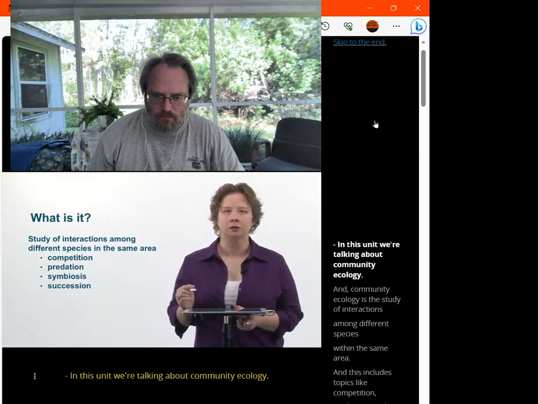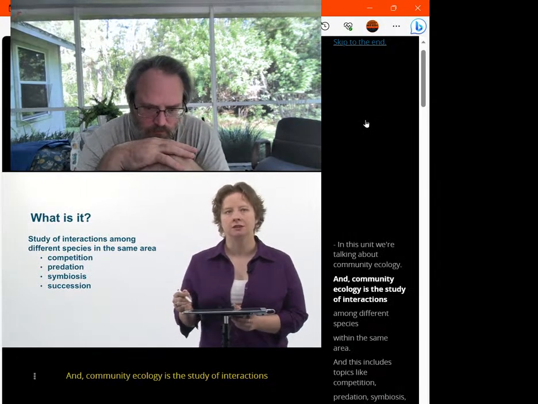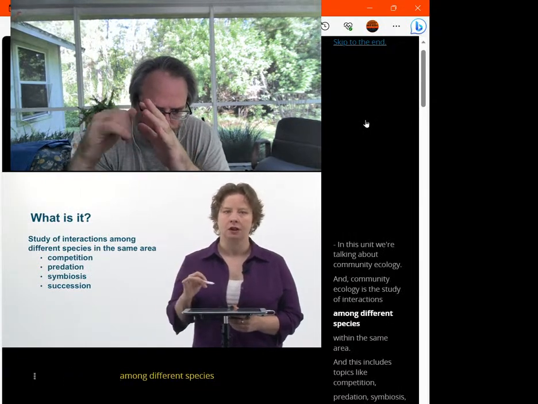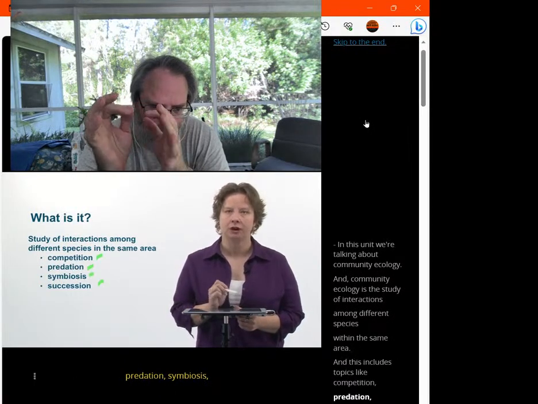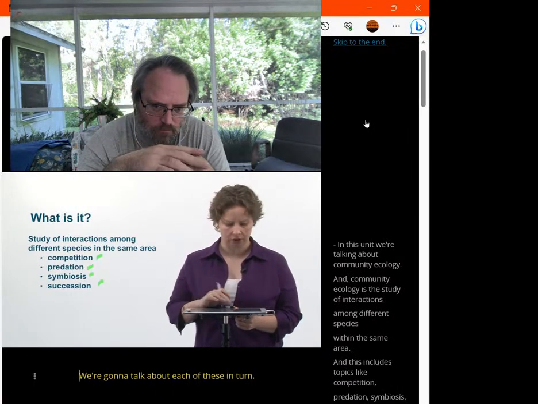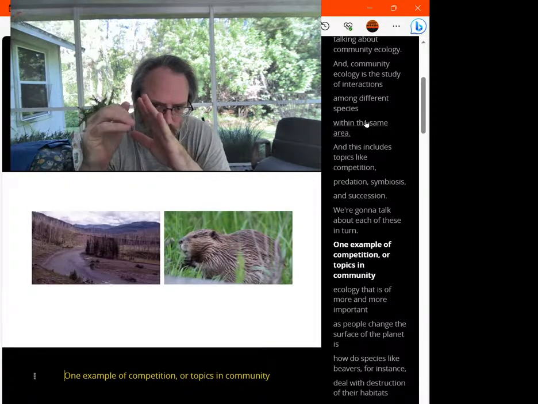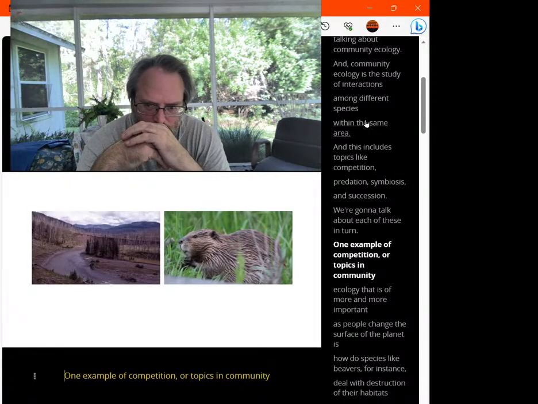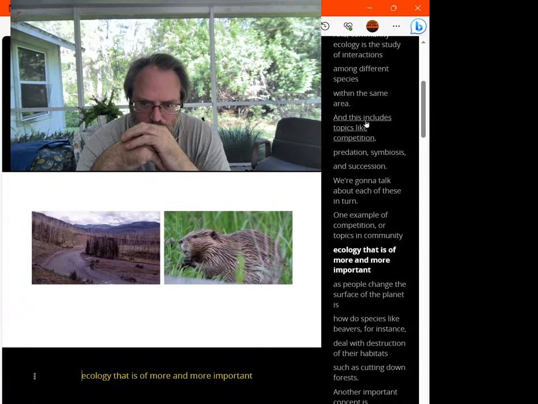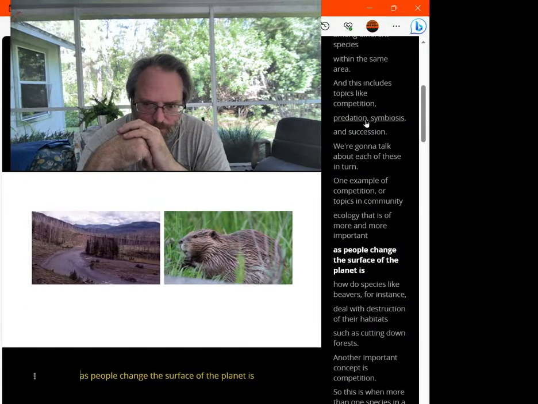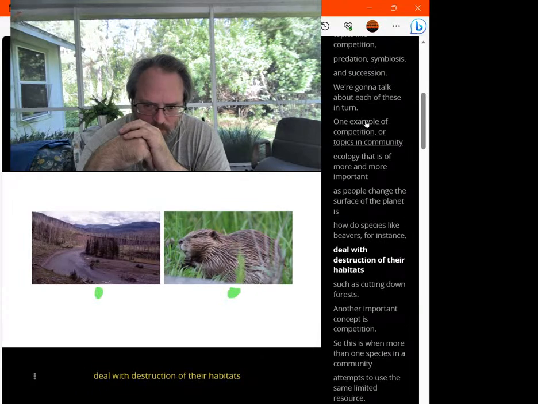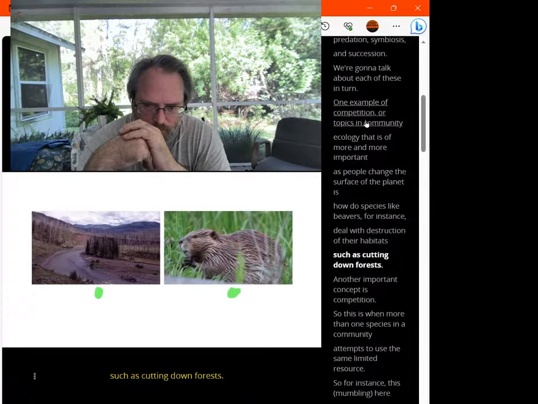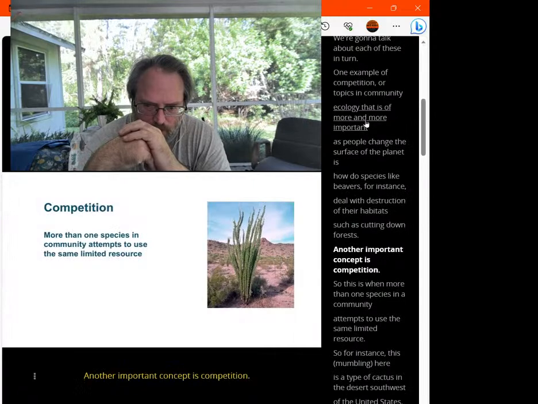In this unit, we're talking about community ecology. And community ecology is the study of interactions among different species within the same area. And this includes topics like competition, predation, symbiosis, and succession. We're going to talk about each of these in turn. One example of topics in community ecology that is of more and more importance as people change the surface of the planet is how do species like beavers, for instance, deal with destruction of their habitat, such as cutting down forests.